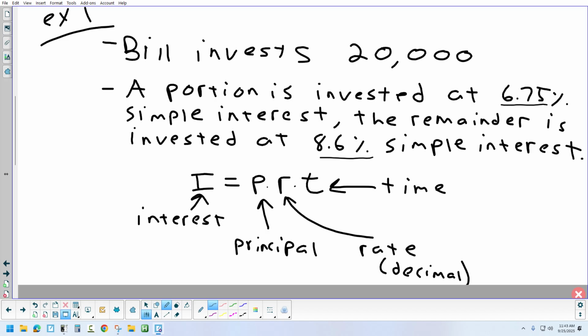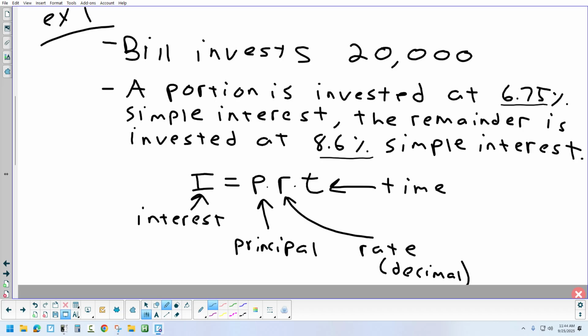P, R, T. That's the formula. P is called principal, that's the amount of money that you invest. R is the rate of the investment, but the rate has to be a decimal. So for example, if you had a rate of 12%, you need to make it 0.12. You need to change the percent to a decimal.